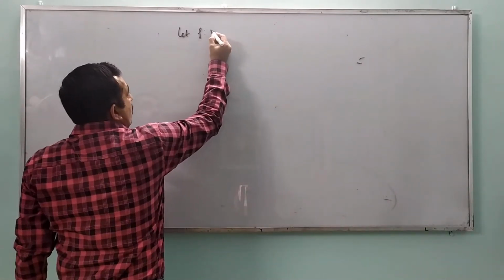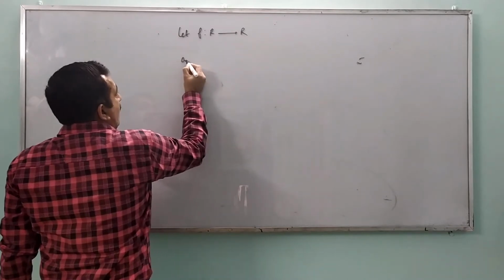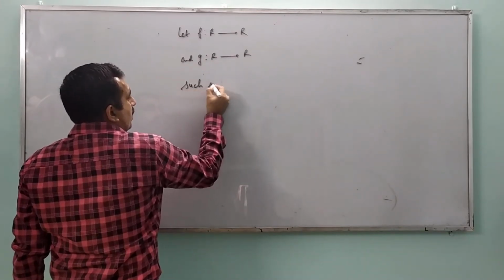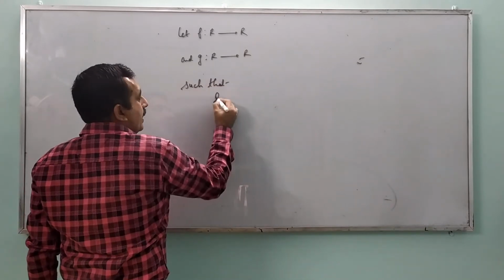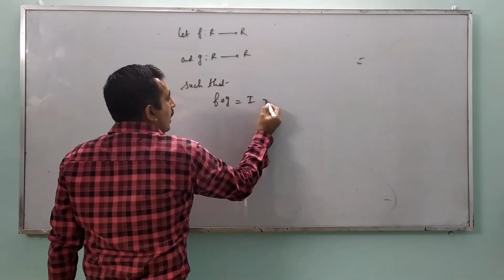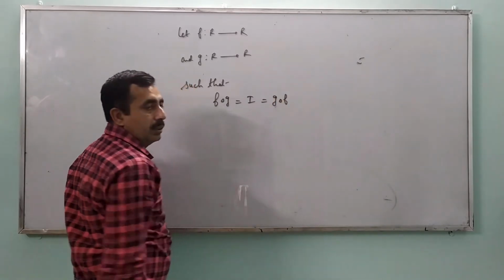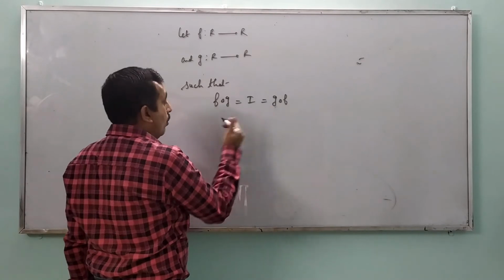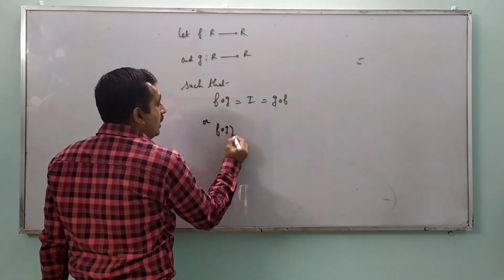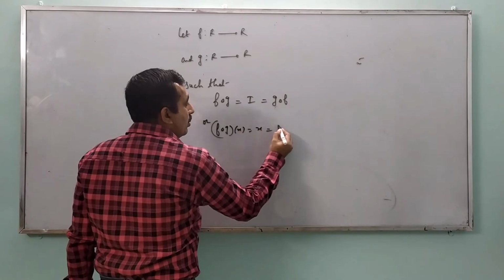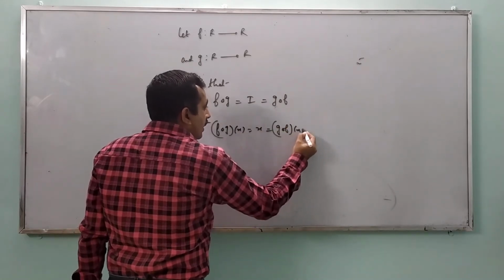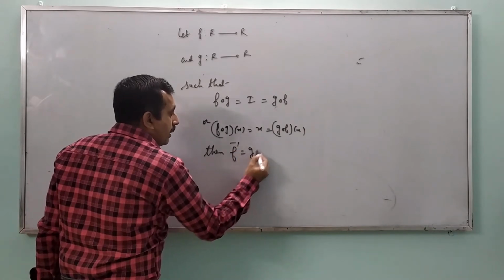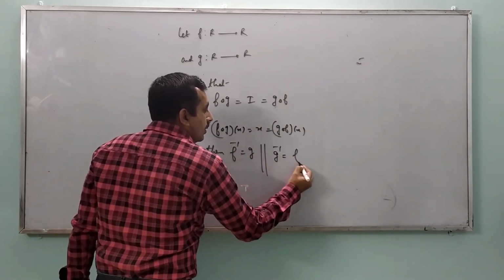Let f be a function from R to R and g be a function from R to R, two functions such that f of g equals I equals g of f. If f of g is I and g of f is I, both are I, or we can say f of g x equals g of f x, then the first function's inverse is the second function and the second function's inverse is the first function.